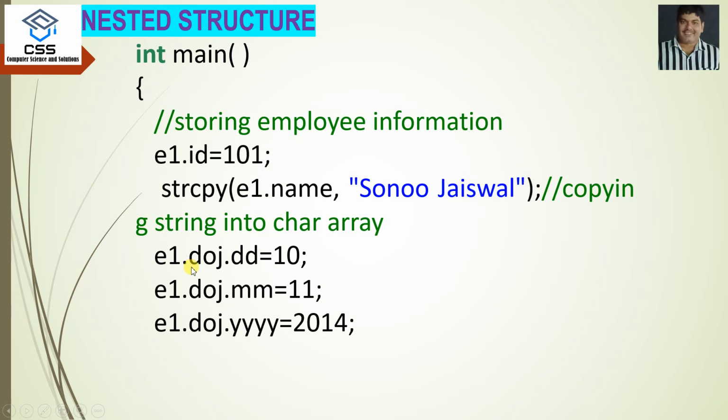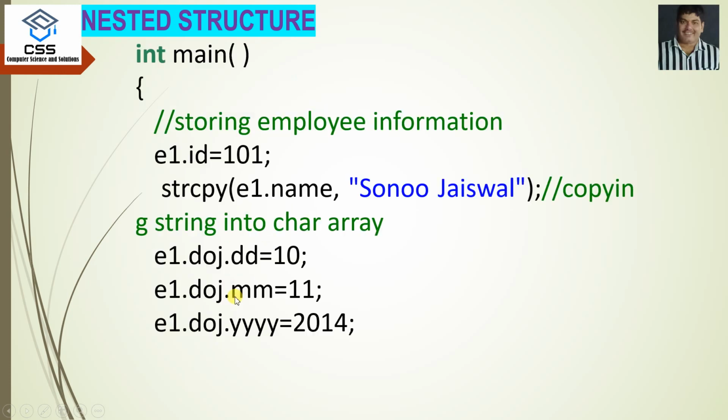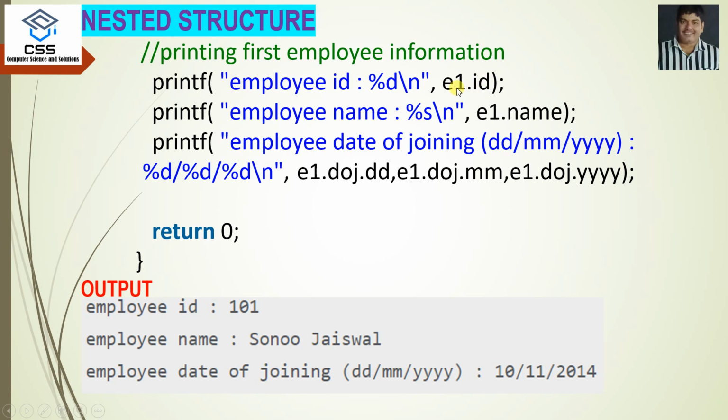If we want the element of date, then we have to take the help of the employee structure variable e1, the date structure variable doj followed by its element dd. Means e1.doj.dd. e1 is the employee structure variable, doj is the date structure variable followed by its element dd. Then in a similar way, we can write e1.doj.mm, e1.doj.yy. The process in which we store, in that process we have to access it. We access e1.id, e1.name, then we access e1.doj.dd, e1.doj.mm, e1.doj.yy.